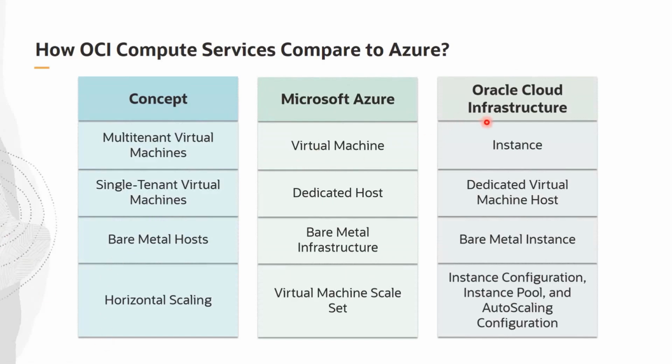Both Azure and Oracle Cloud Infrastructure have the concept of multi-tenant virtual machines. Azure calls it virtual machine and OCI calls it instance. Both the cloud service providers also feature a single tenant virtual machine and both call it dedicated host. Both also have a bare metal offering. In Azure, it is known as bare metal infrastructure. In OCI, it is implemented using bare metal instances. In Azure, the horizontal scaling is implemented using virtual machine scale sets, and in OCI, it is achieved by using instance configuration, instance pool, and auto scaling configuration.